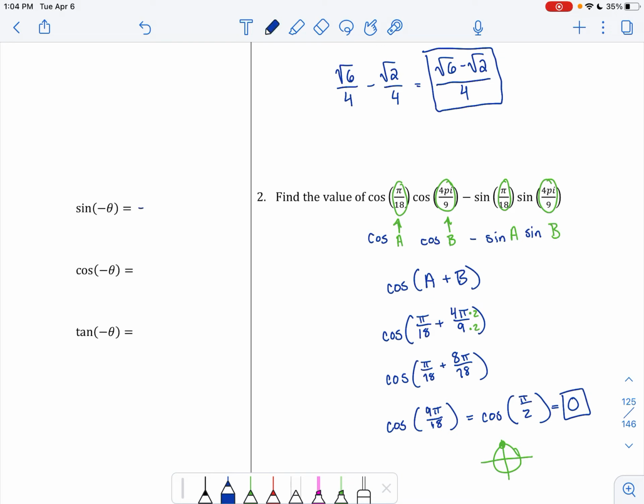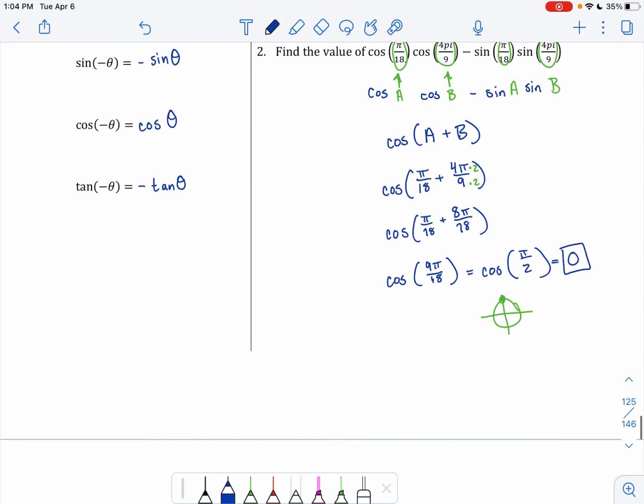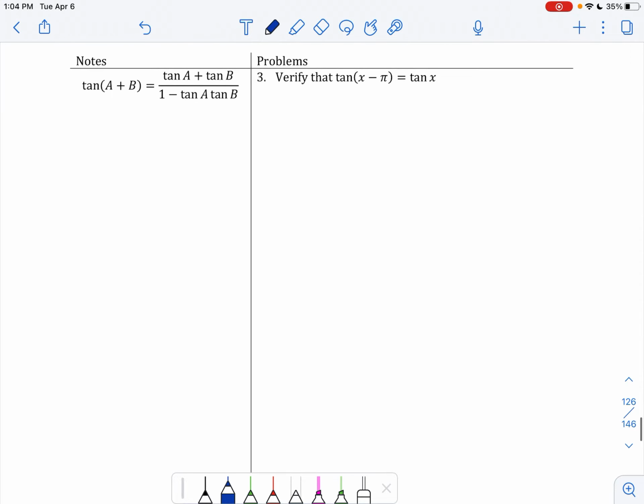As a reminder from previous lessons, sine of negative theta is negative sine theta. Cosine of negative theta is the same as cosine of positive theta. Tangent is like sine, where the negative comes out, like so. You might also be asked to verify things and prove with the subtraction formulas. Here's your tangent addition and subtraction formula. So here it says verify that tangent of x minus pi is equal to the tangent of x.